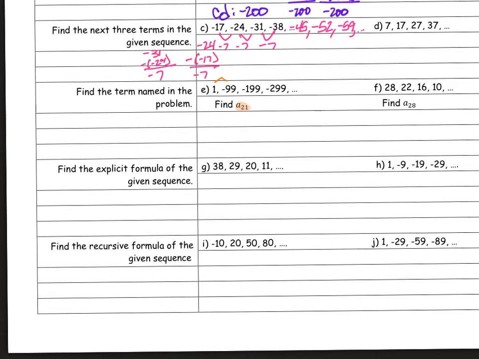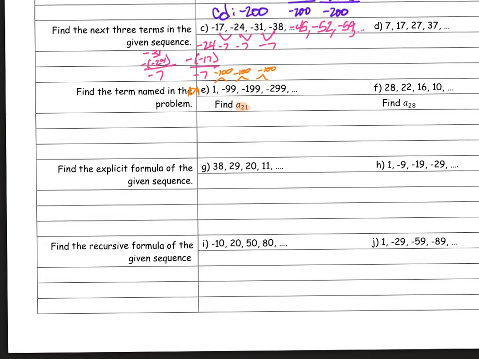So the difference between 1 and negative 99 would be negative 100. And the difference between negative 100 and negative 199 is negative 100. And the difference here is negative 100. And if I go to my 0th term, the one before that, if I'm subtracting 100 and I got 1, that means I would be subtracting from 101. Okay, let me write that just a little bit better. 101.